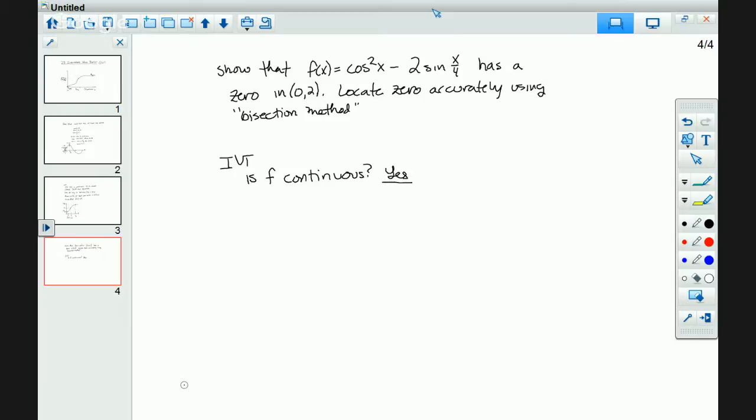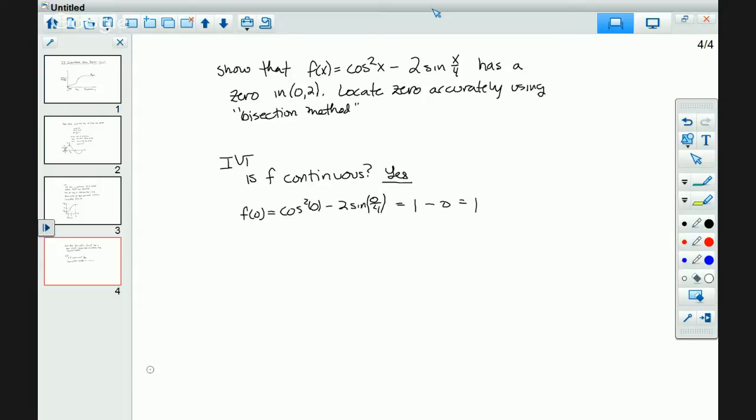Okay. Now, what is F at 0? Cosine squared of 0 minus 2 sine of 0 minus 4. What's cosine at 0? 1. 1 squared is 1, minus 0, and sine of 0 is 0. So we got 1, right?